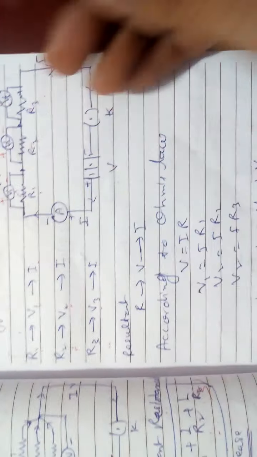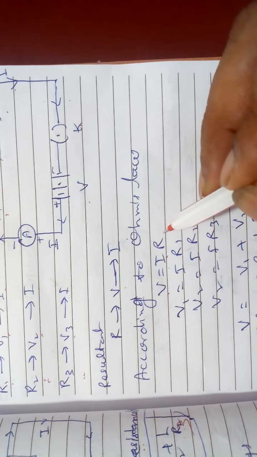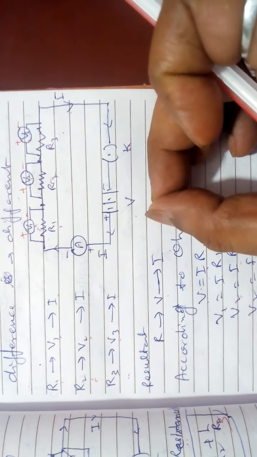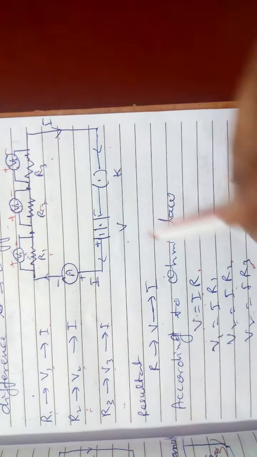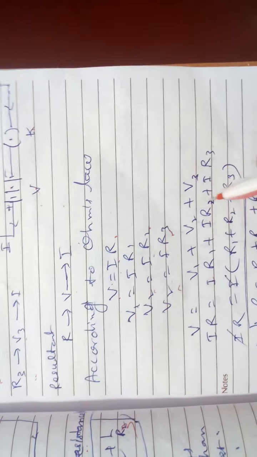According to Ohm's law, potential difference is equal to current into resistance, V equals IR. Put the values: V1 is IR1, V2 is IR2, V3 is IR3. The resultant voltage of these three is V. The total voltage supply is the sum of all these three, since it is distributed from here. So V is equal to V1 plus V2 plus V3.